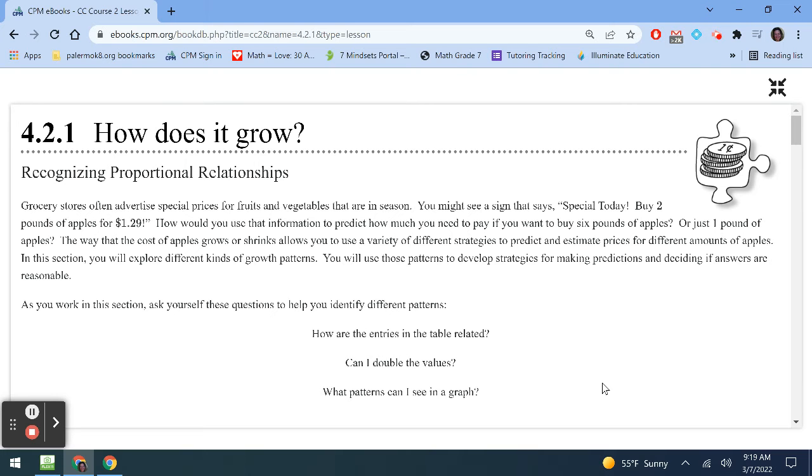So 4.2 is about proportional relationships, and that's one of the big topics for seventh grade. And so that is what we're talking about. It's a special relationship between two quantities in particular. Some also call them ratios, although it really just depends on how we're looking at this. So 4.2.1 says recognizing proportional relationships.